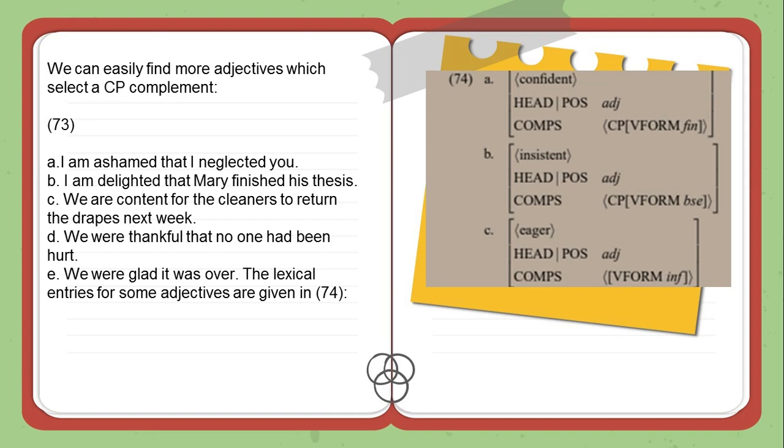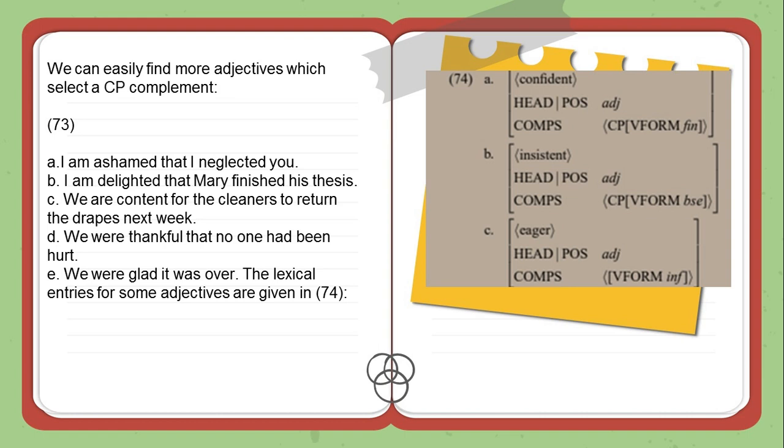We can easily find more adjectives which select a CP complement. A. I am ashamed that I neglected you. B. I am delighted that Mary finished his thesis. C. We are content for the cleaners to return the traps next week. D. We were thankful that no one had been hurt. E. We were glad it was over. The lexical entries for some adjectives are given in 74.